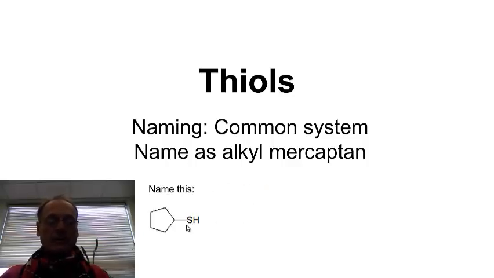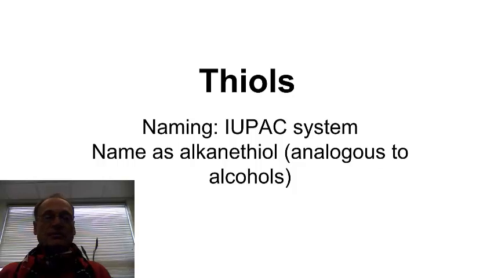Let's try this one. Obviously a cyclopentyl group. So this compound is cyclopentyl mercaptan. So that's the common system. It's really only used for things that have a fairly simple alkyl group attached to the SH group. Let's now learn about the IUPAC system, which can be used for more complicated molecules, as we will see.